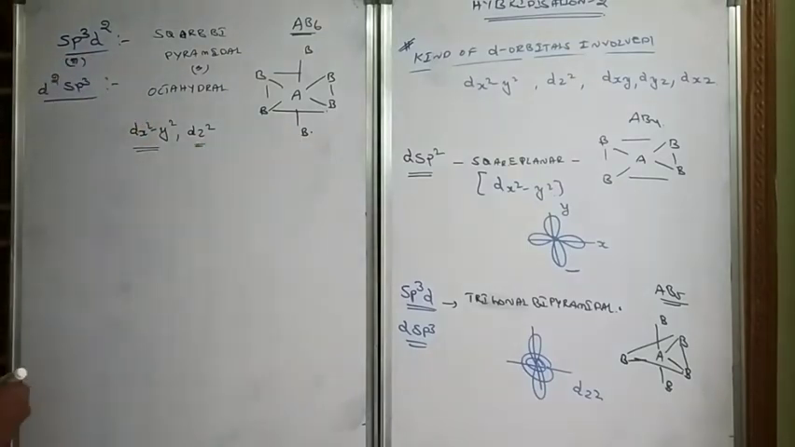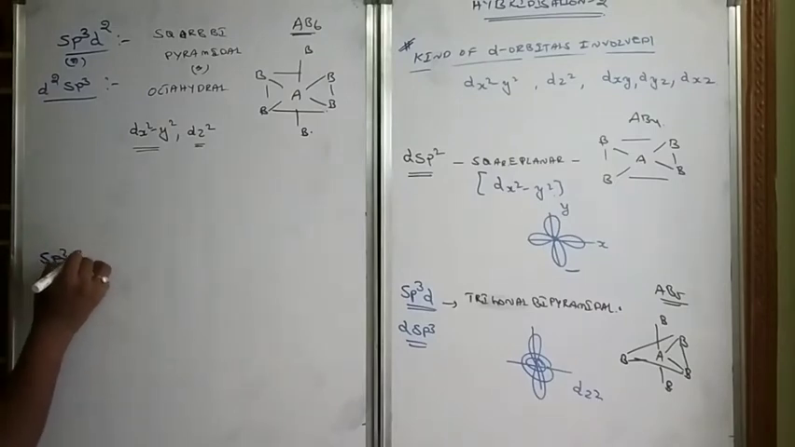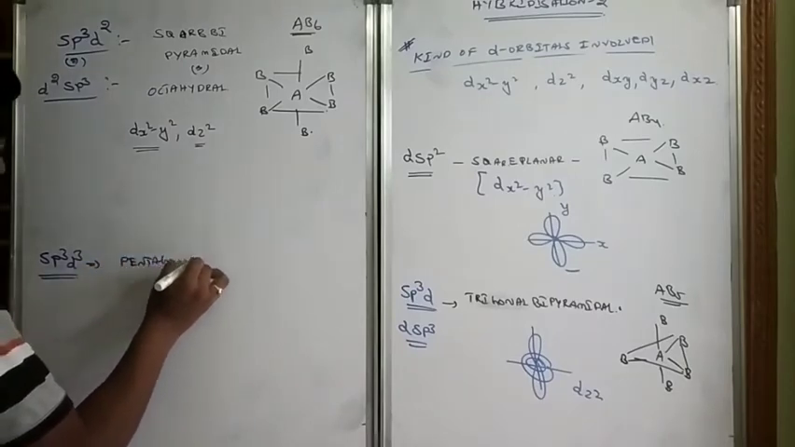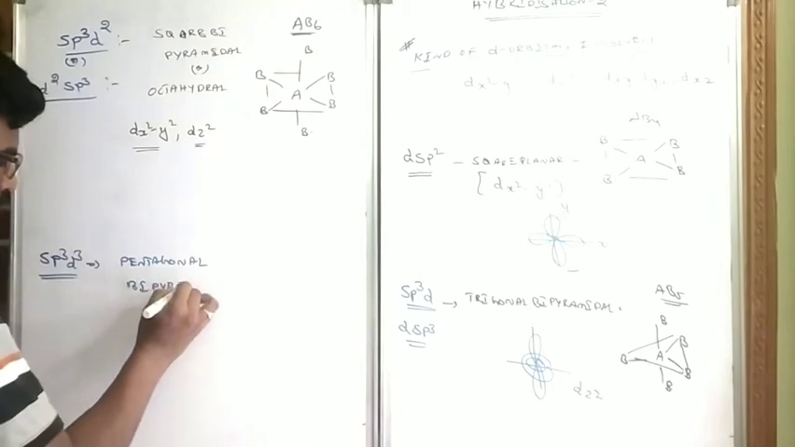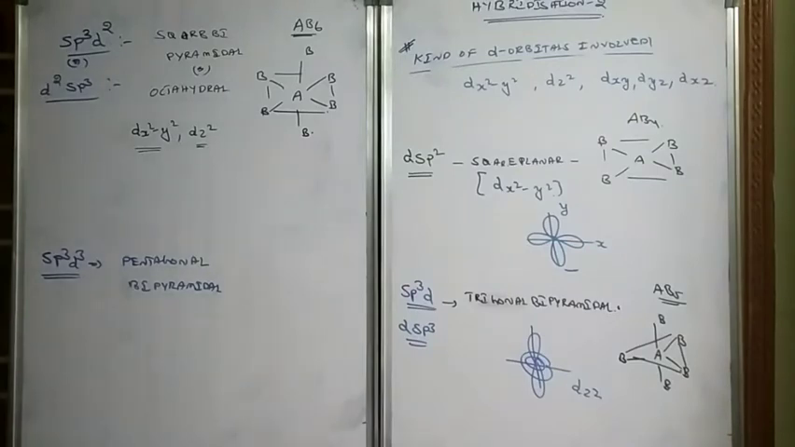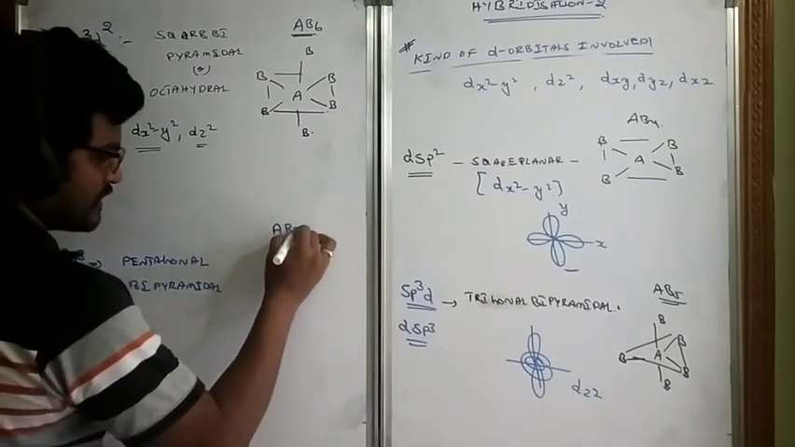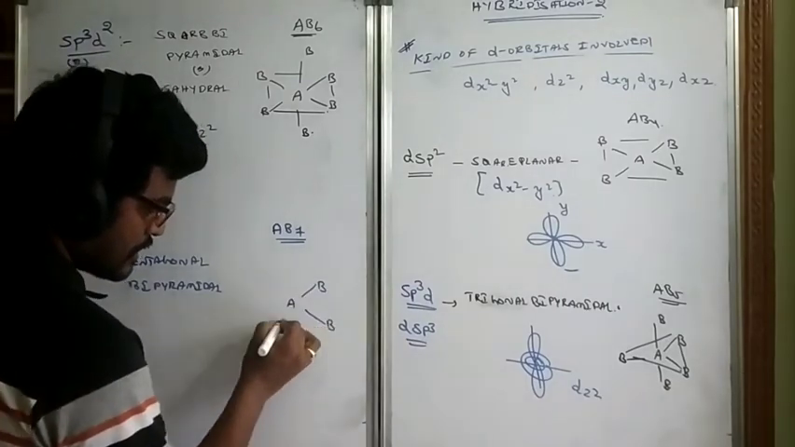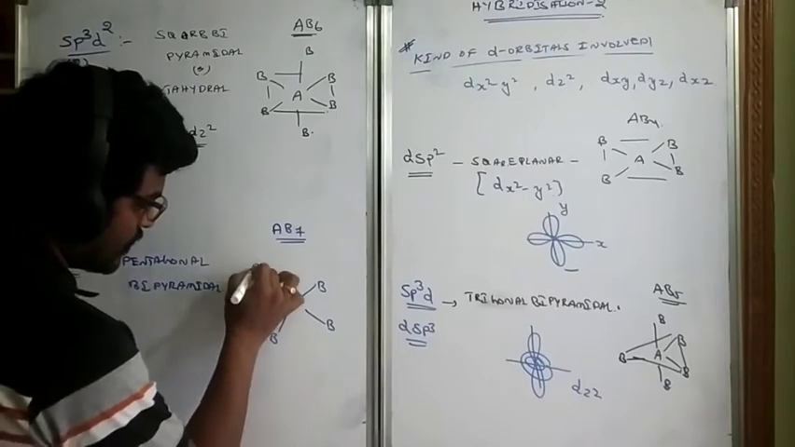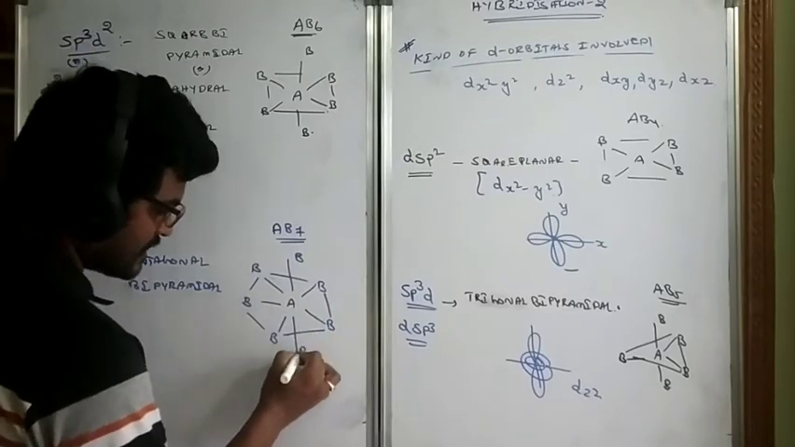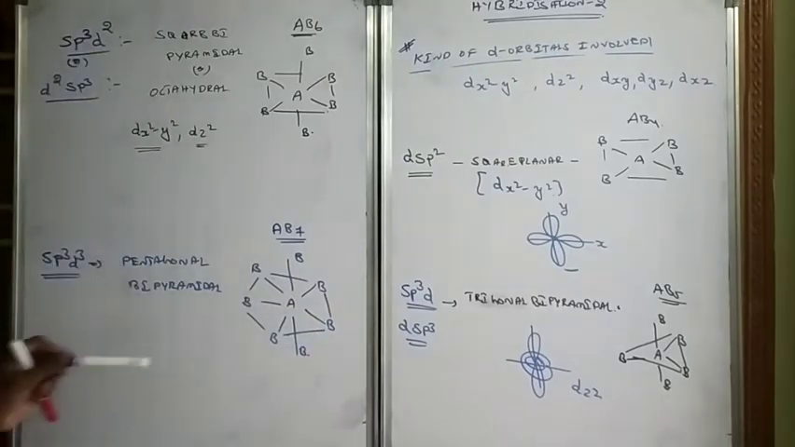And next you see pentagonal bipyramidal, that is sp3d3. In this sp3d3, the shape of the molecule is pentagonal bipyramidal. The example for this is AB7, that is IF7 you can take. A will be in the center, B atoms will form a pentagon, and one atom B will be in the axial position, another atom B in the equatorial position.